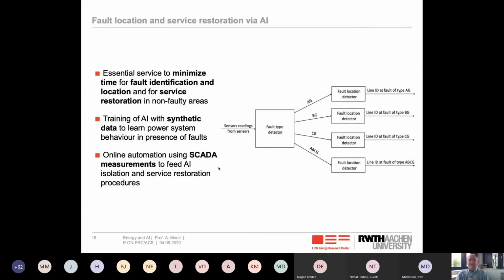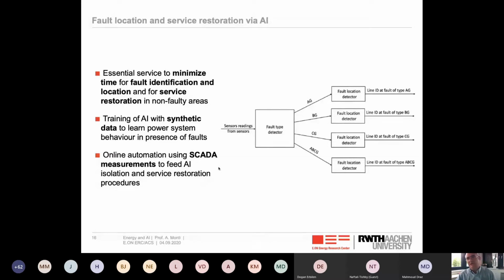A last but not least example where we have been using a deep learning algorithm is the problem of fault location and service restoration. Here the problem is the following. Again, we refer to the distribution grid, so the grid very close to the customers with a huge number of nodes. And in this case, whenever we have a fault situation, we need to be able to quickly understand where geographically and physically the fault is, isolate the minimum part of the network to minimize the damage to the customer, and then use this location information also to send out people and take care of the fault as fast as possible.